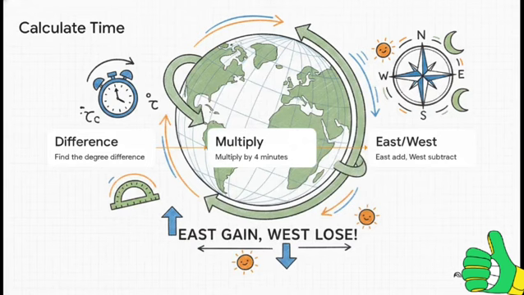So when you get those time calculation questions, here is the 3-step formula you need. Remember, the Earth rotates 1 degree every 4 minutes. Step 1. Find the degree difference in their longitudes. Step 2. Multiply that by 4 minutes. And Step 3. Apply the golden rule. If you're traveling east, you add time. If you travel west, you subtract time. Just remember, east gain, west lose.